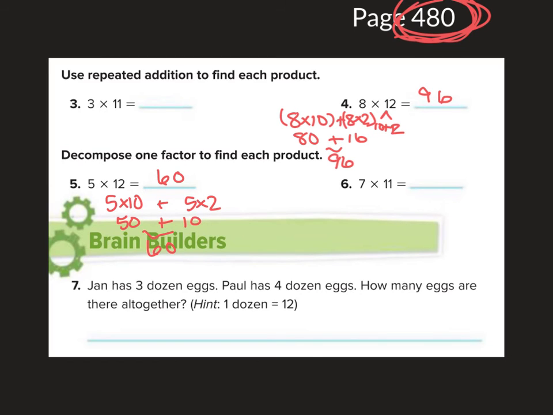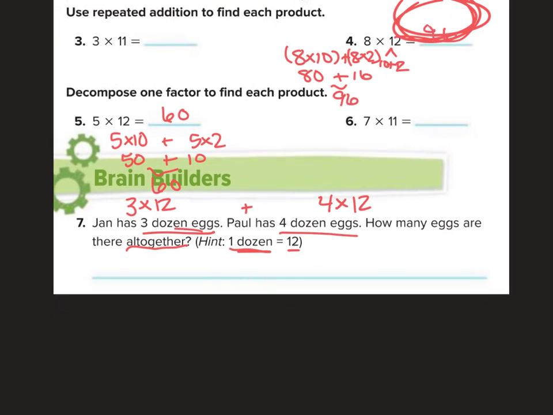Okay, let's take a little brain builder look. Jan has 3 dozen eggs. Paul has 4 dozen eggs. How many eggs are there all together? Hint, 1 dozen is 12. So I need to figure out what is 3 times 12, and I need to add it to 4 times 12. Okay, so if I break these little guys apart, I'm going to scooch this up.